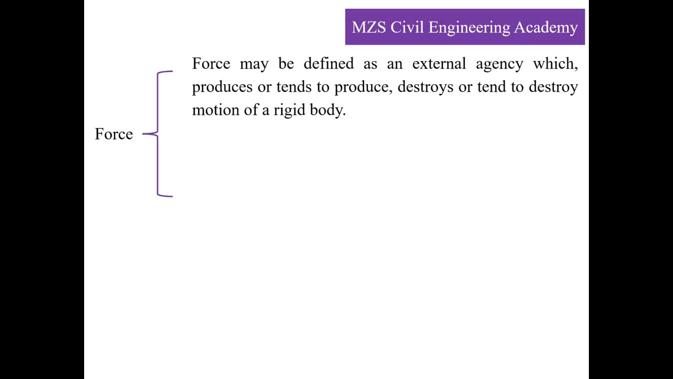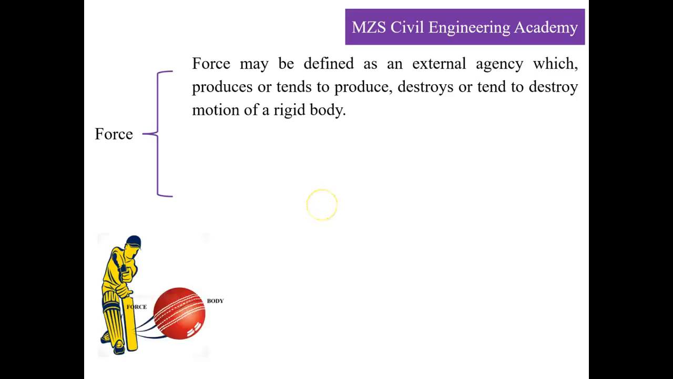An example of rigid body mechanics can be seen in the motion picture here, where a batsman is going to hit a ball. Here the ball is assumed to be rigid because it's not going to have any deformation. It remains solid after the application of the load. The bat here acts as a medium to transfer the force. The external force will try to move, or tends to set into motion, the ball, which supports the statement: an external agency which produces or tends to produce motion of a rigid body.